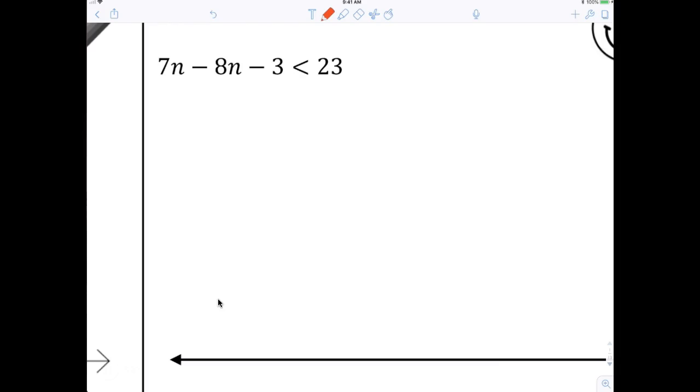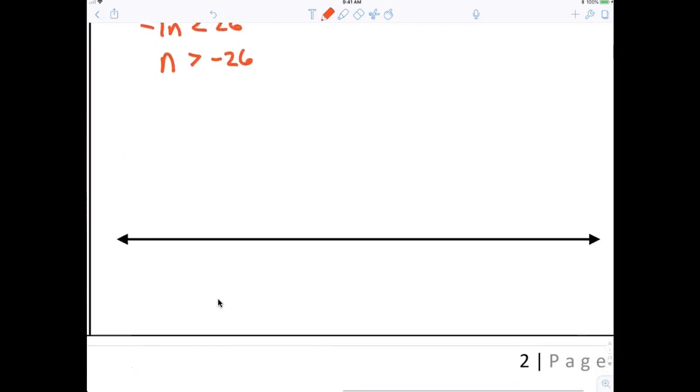7n minus 8n is what? -1n minus 3 is less than 23. Now what do I do? Add 3. -1n is less than 26. Now I have to switch the signs. Thank you very much. Switch the signs. So that becomes n greater than negative 26. Now notice there is no negative 26 in the number line.